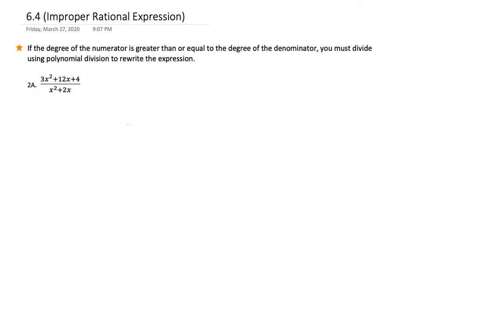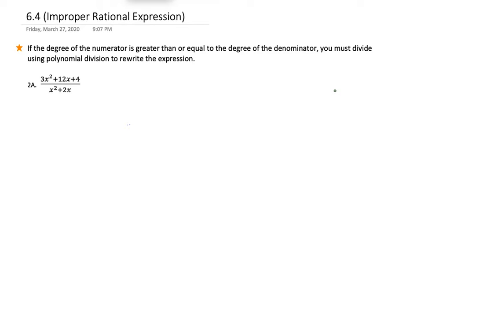I think. So what this is saying is if the degree of the numerator is greater than or equal to the degree of the denominator, you have to divide first. You need to use your polynomial long division to divide before you can do partial fraction decomposition. In this case, we have the same degree, they're both squared, but we have a larger coefficient on top. So this is more than this. So we're going to divide, and I'm going to do it over here.